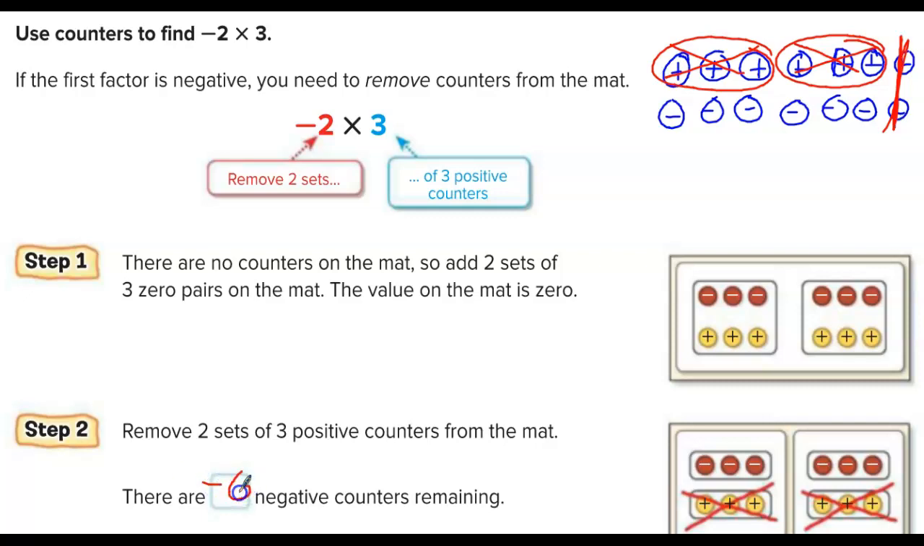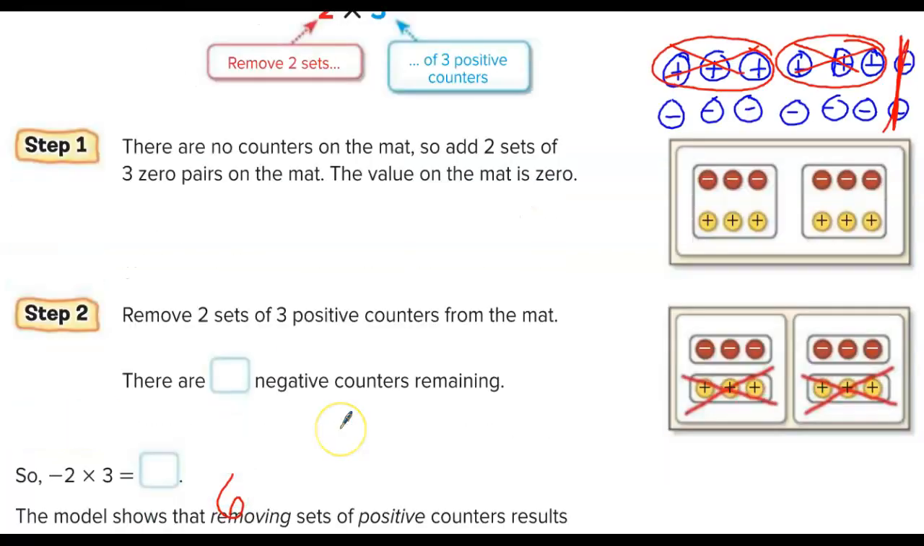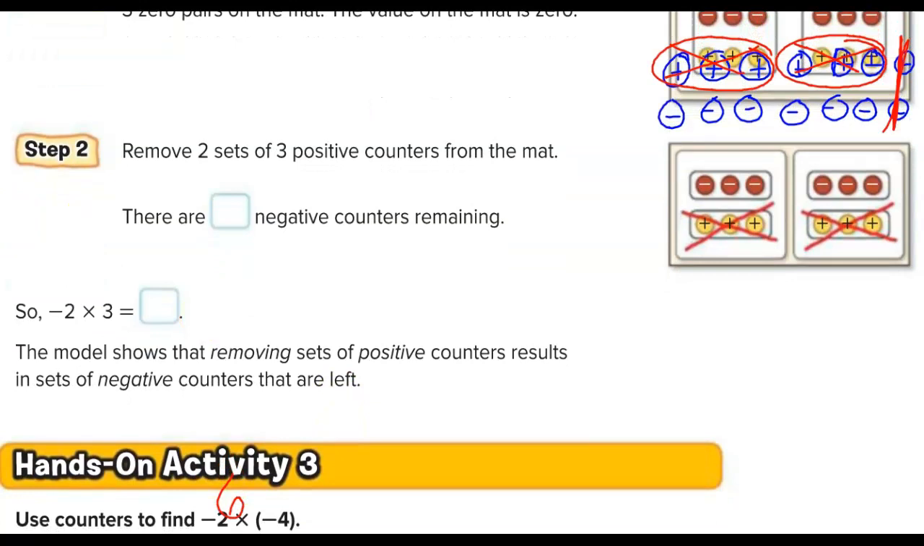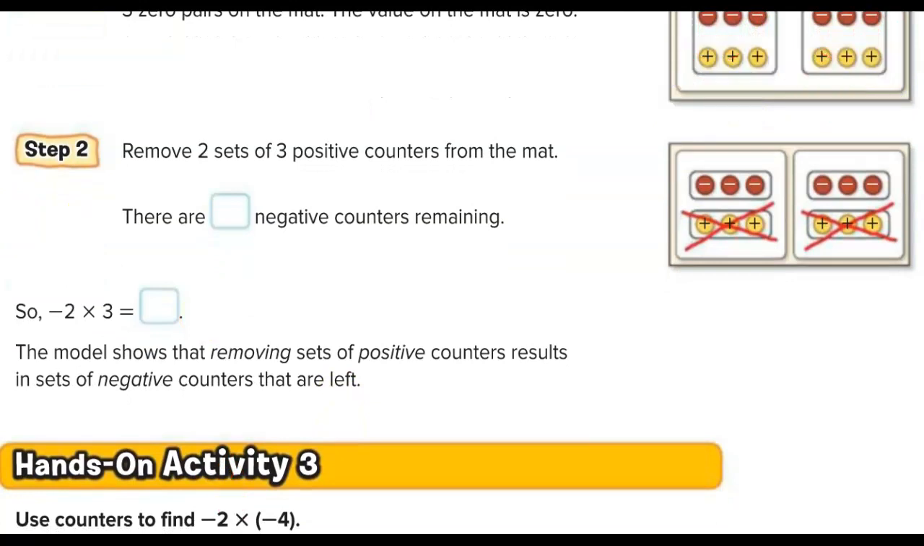There are 6 negatives remaining. Okay? So therefore, the answer is negative 6. So this model shows that removing sets of positive counters results in sets of negative counters left. So when we took away the positives, all we had left was negatives.